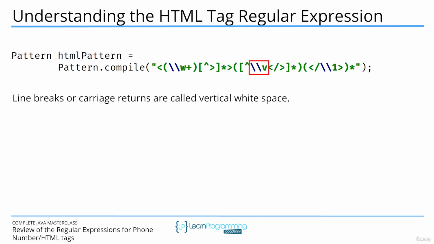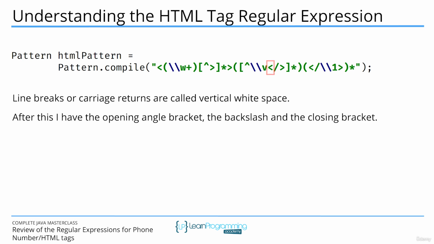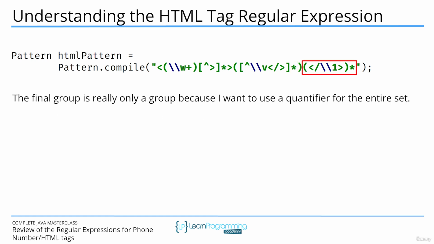Line breaks or carriage returns are called vertical white space and can be matched using \v. After this, I have the opening angle bracket, the /, and the closing angle bracket. This just means the code will match any character that's not one of these, and because I'm using the asterisk quantifier, this can be empty. The final group is really only a group because I want to use a quantifier for the entire set.